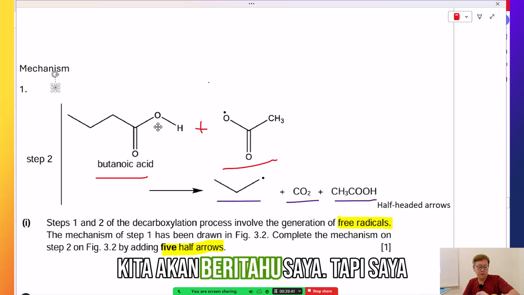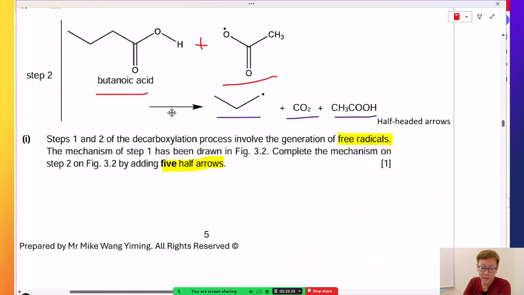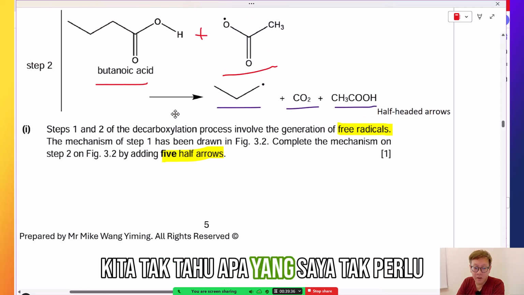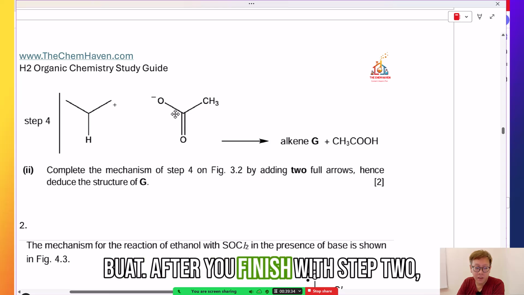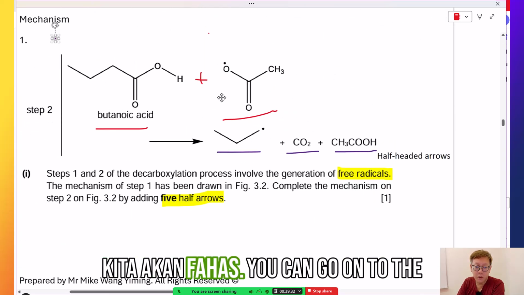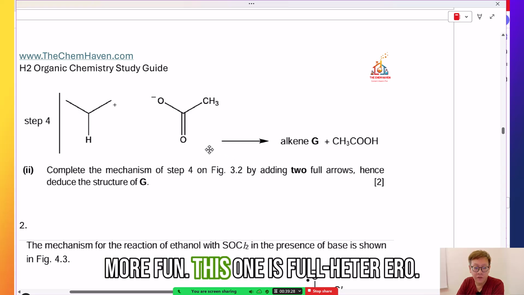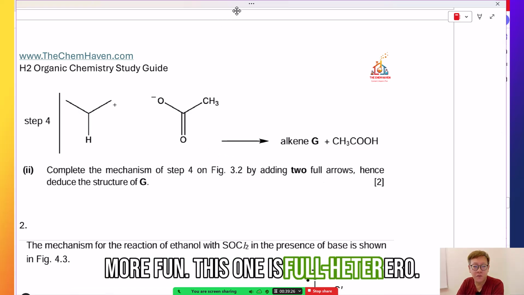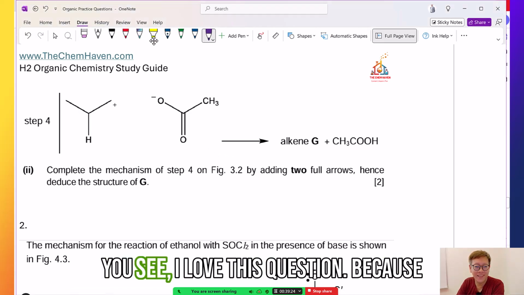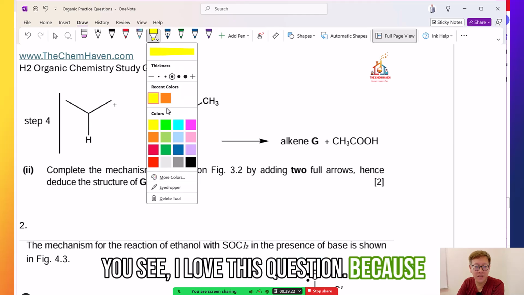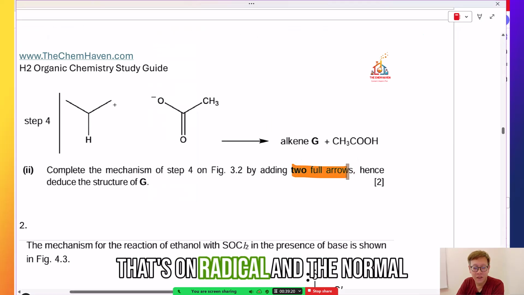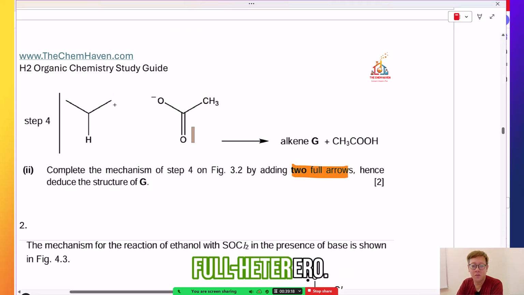Quickly, because we are going to round up very soon. But I believe you all know what I'm trying to teach you today. After you finish with step 2, if you are faster, you can go on to step 4. Step 4 is more fun. This one is full-headed arrow already. I love this question because it's on radicals and the normal full-headed arrow.